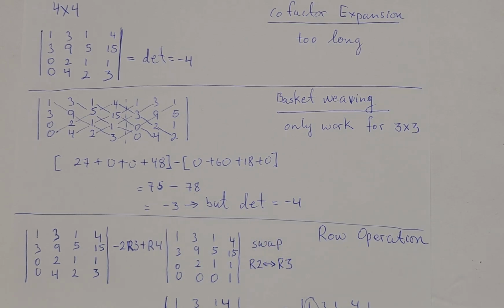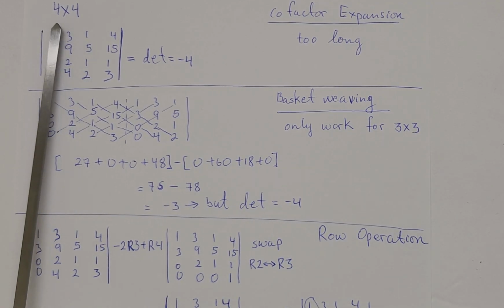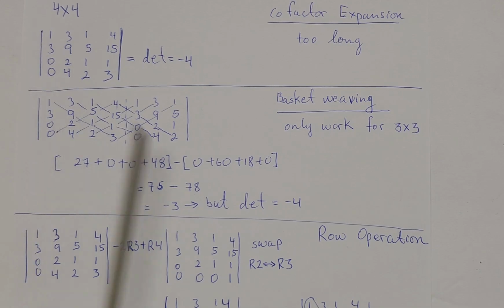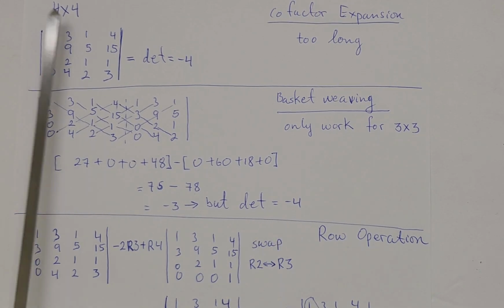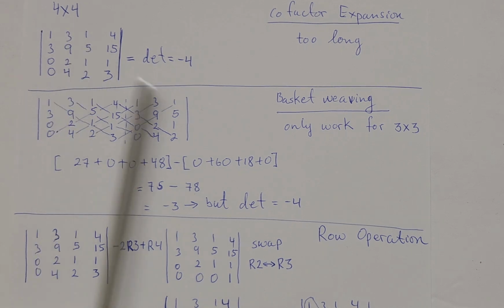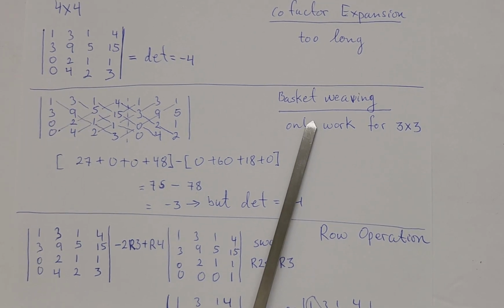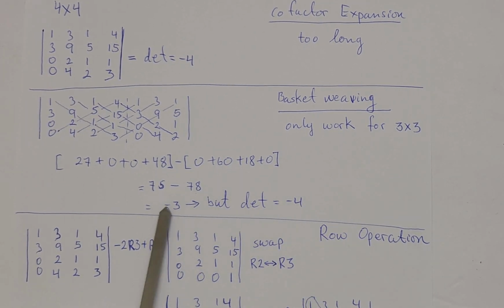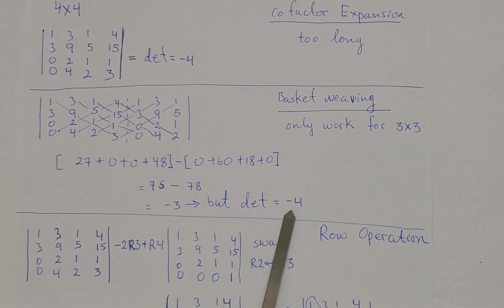So be very careful. Basket weaving only works for 3x3. Anything bigger than 3x3 will not work. So 4x4, 5x5, 6x6, 7x7, basket weaving doesn't work. It only works for 3x3. As you can see, here's a 4x4. The determinant came out to be -3, but the answer is -4. So again, be very careful.